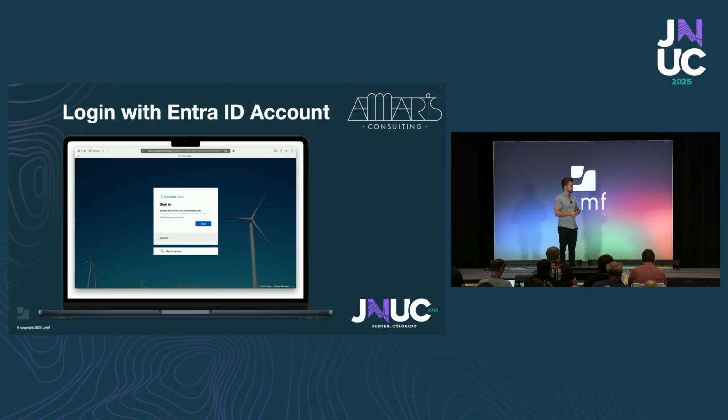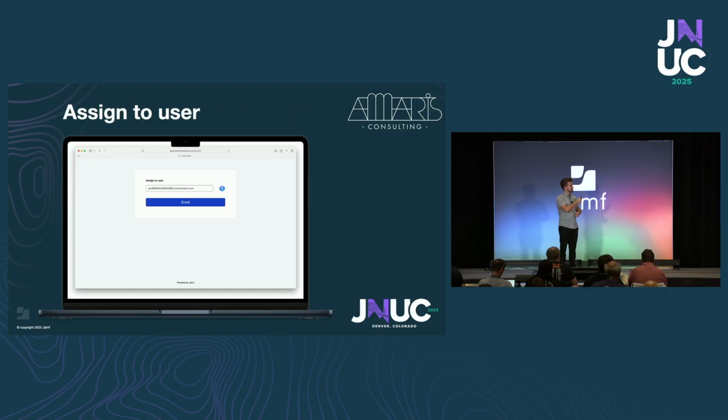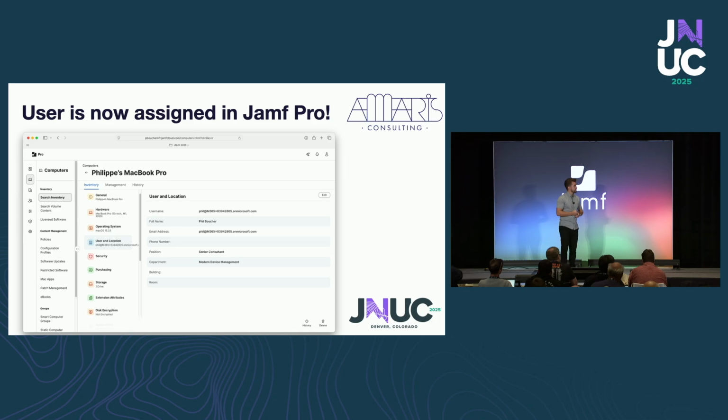Just a side note. After they log in through here, the next page they will see is this one. So they will see the assign to user page with their email already pre-filled in here. All they have to do is click enroll, get enrolled in Jamf Pro, and just like that, that's going to automatically pre-fill their Entra ID information in that user and location section for their corresponding Mac. So that's for user-initiated enrollment. We have that result now.